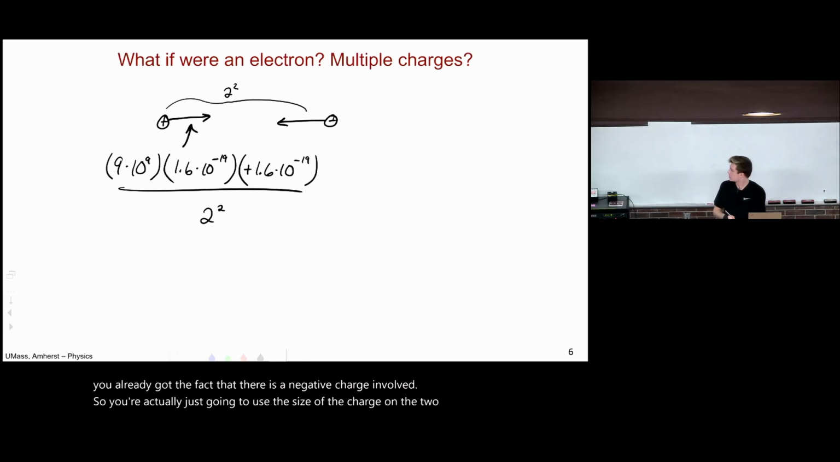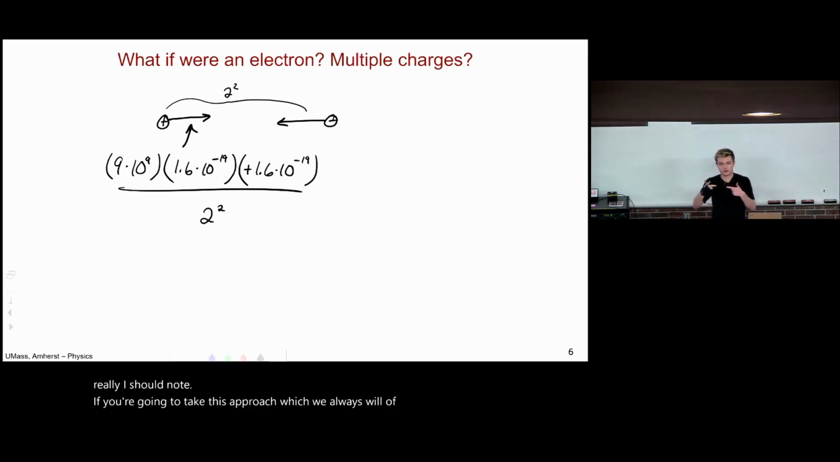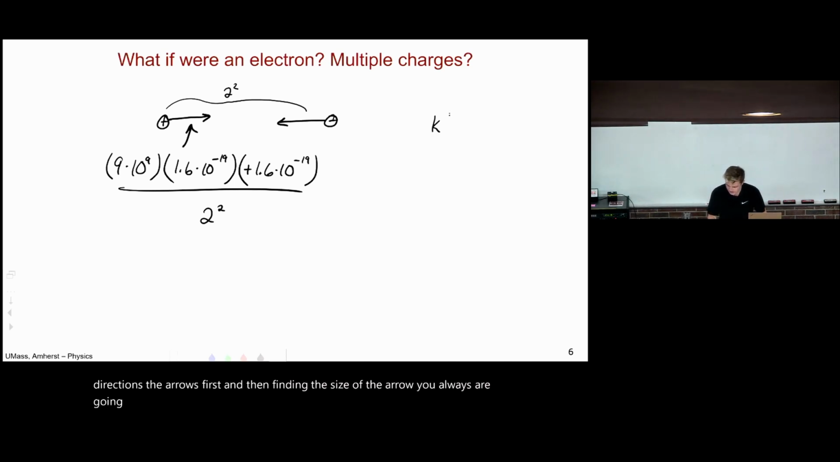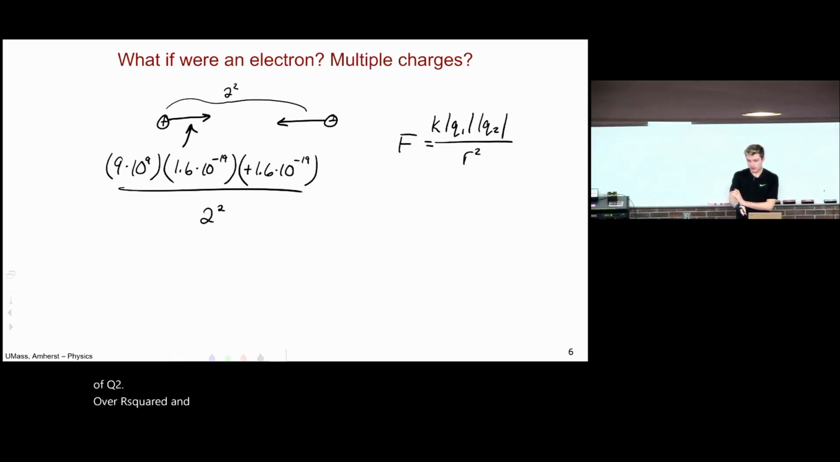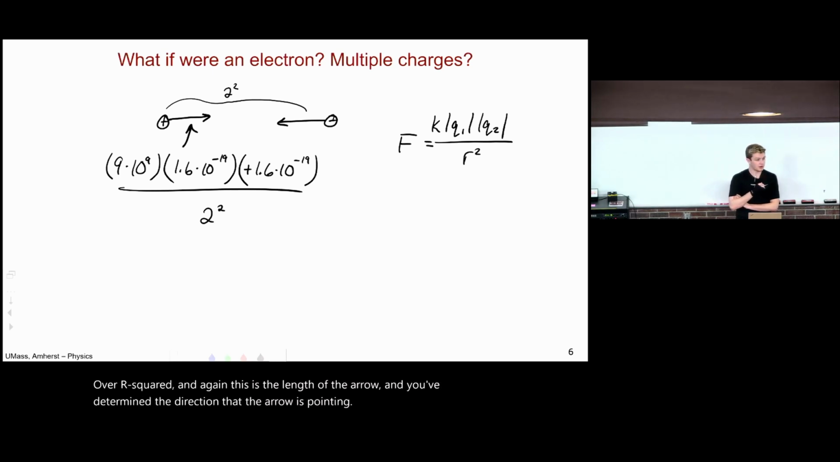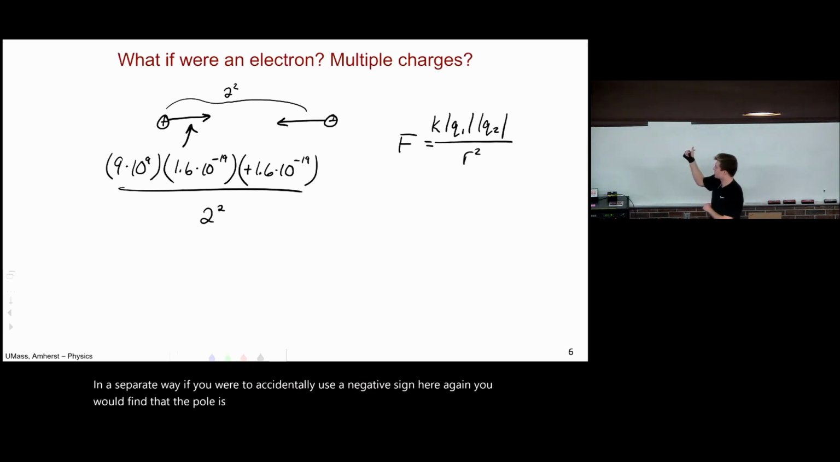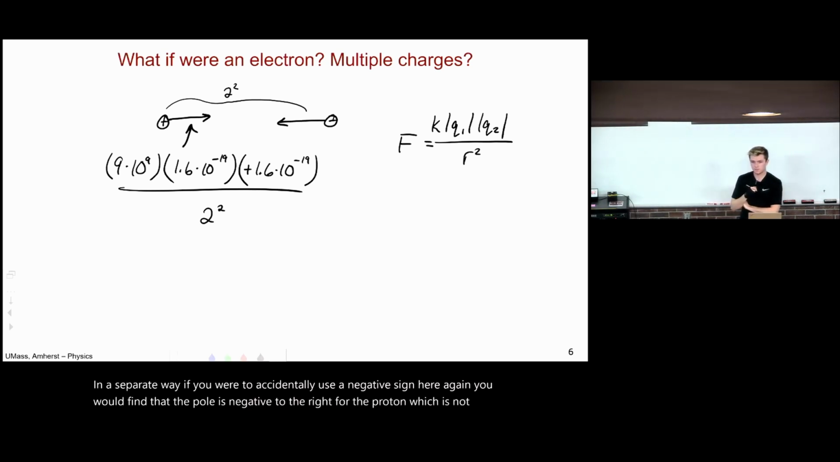So really, I should note, if you're going to take this approach, which we always will, of drawing the directions of the arrows first, and then finding the size of the arrow, you always are going to use k times the magnitude of q1 times the magnitude of q2 over r squared. And again, this is the length of the arrow, and you've determined the direction that the arrow is pointing in a separate way. If you were to accidentally use a negative sign here again, you would find that the pull is negative to the right for the proton, which is not what it actually is.